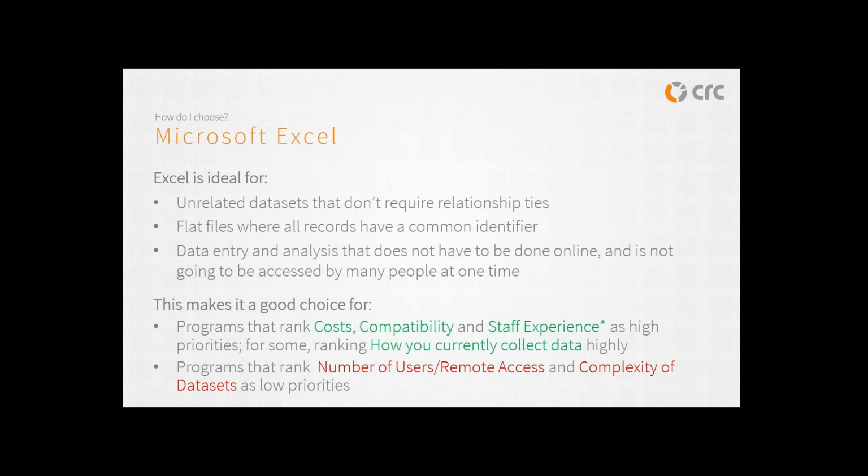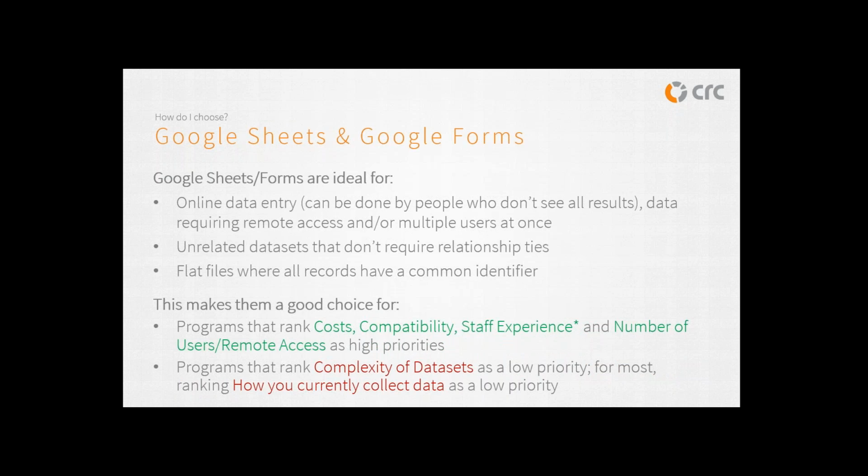So that's Microsoft Excel. Google Sheets and Google Forms, which is a really cool one to look at. This allows for online data entry, and it can be done by people who don't see all the results. And it can be used by programs that require remote access or need multiple users at once. Unrelated data sets that don't require relationship ties. So this is the same thing as what I was saying with Excel, that you can either have unrelated data sets, which is normally how people use Excel, or flat files where all the records have a common identifier, so they all have that client ID.